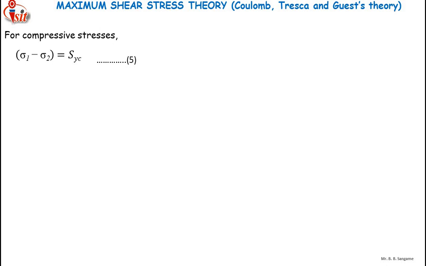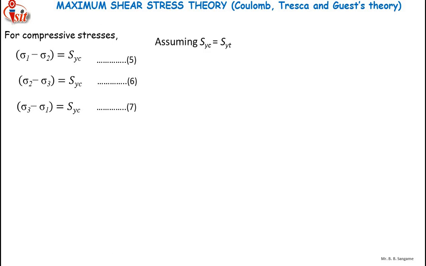I have assumed that here the yield strength in tension is equal to the yield strength in compression. So the equation will be sigma 1 minus sigma 2 is equal to SYC, that is yield strength in compression. Similarly, sigma 2 minus sigma 3 is equal to SYC, and sigma 3 minus sigma 1 is equal to yield strength in compression. Here we have assumed that SYC is equal to yield strength in tension.